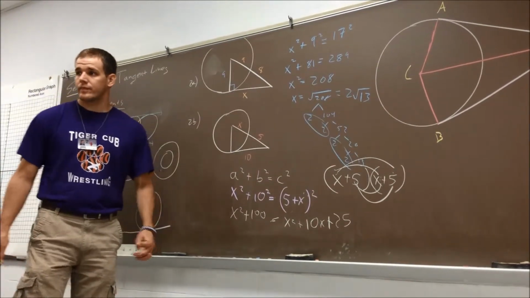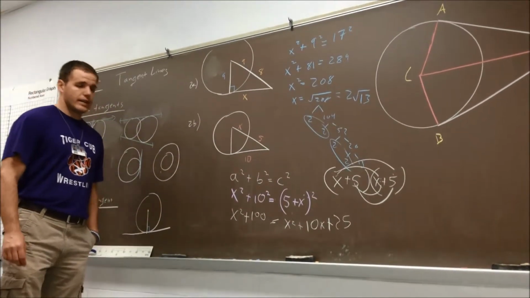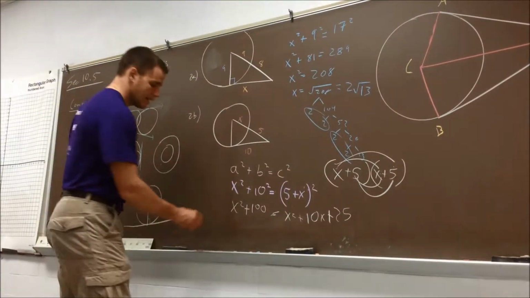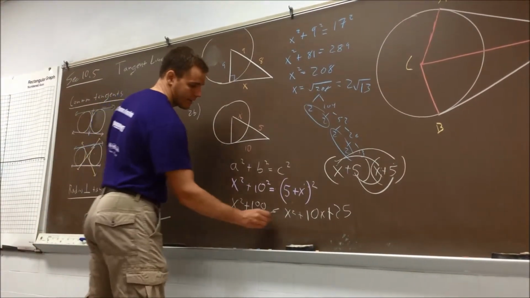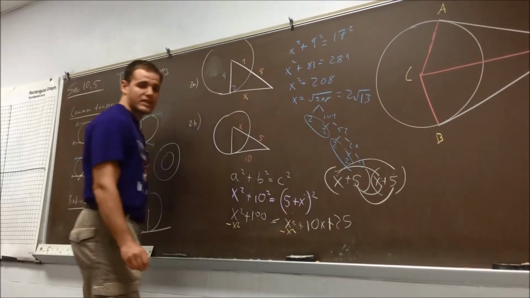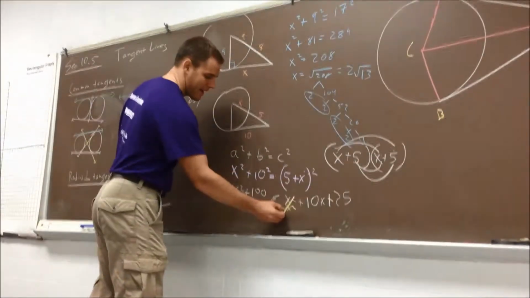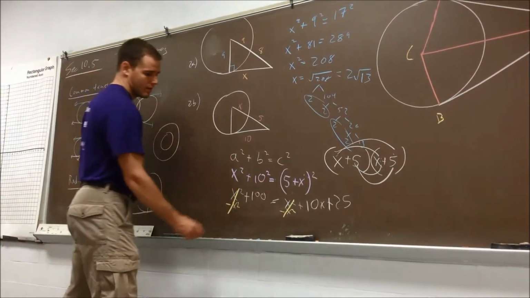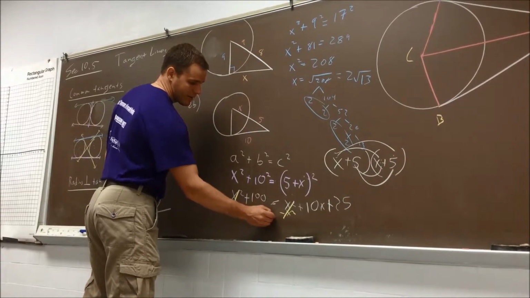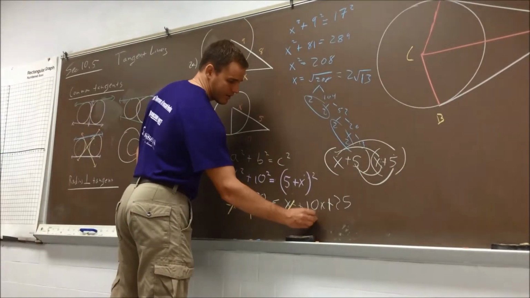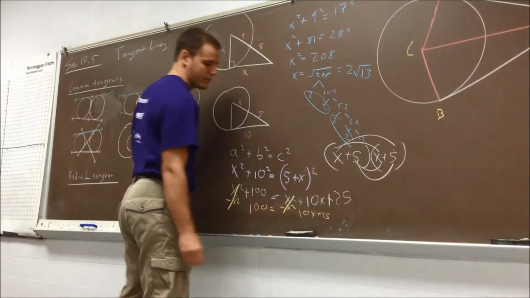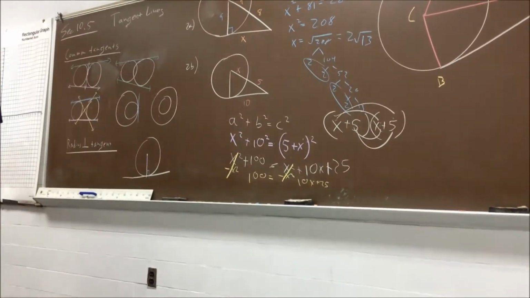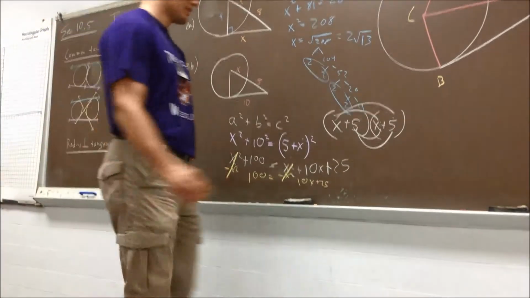Yep. So now we have to solve it. Well, let's see here. Let's get all the x's to one side, shall we? Let's subtract x squared from both sides. That was nice, wasn't it? So 100 is equal to 10x plus 25. Can you solve the rest of that? Subtract 25 from both sides, divide by 10, x is equal to 7.5.